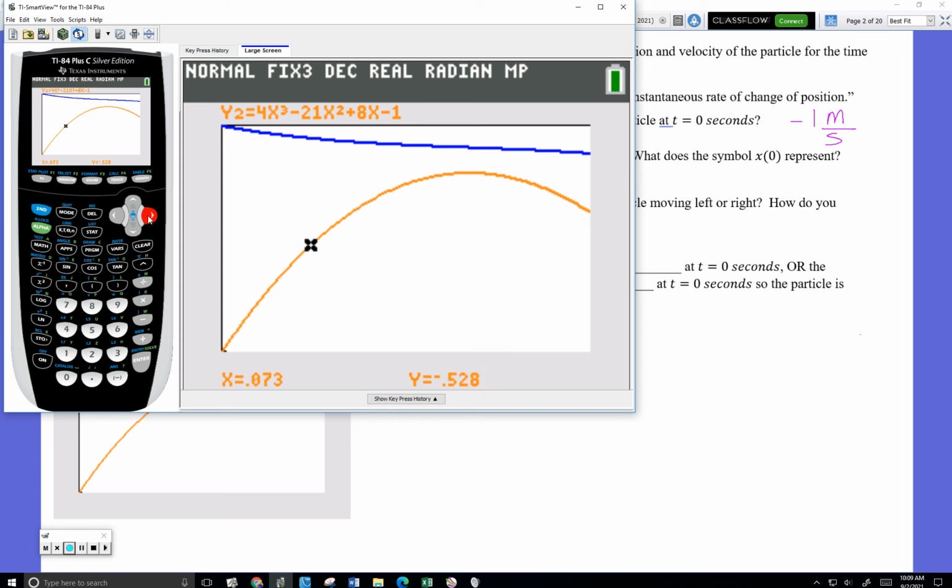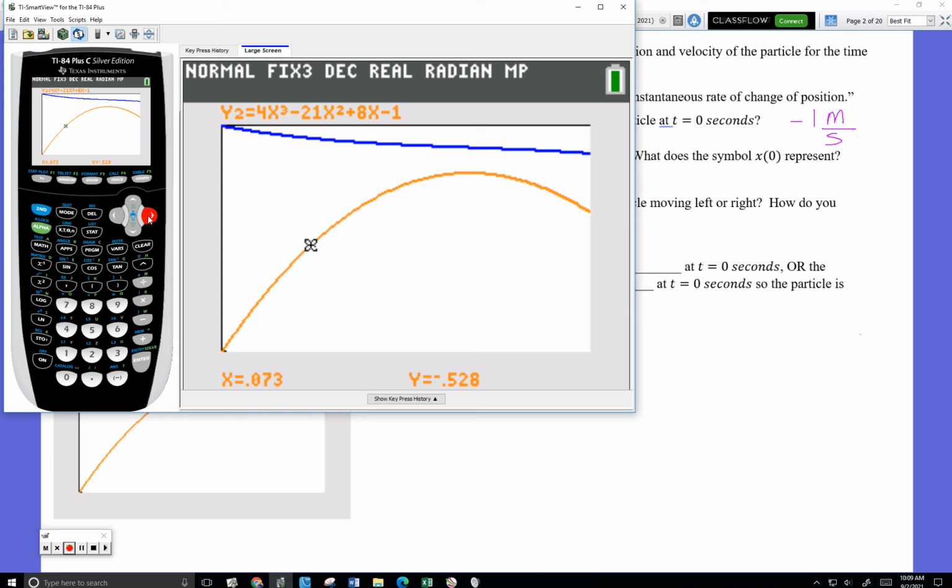Say it again as a chorus. Is the particle moving left or right? When the velocity is negative, the particle is always moving left. One more time. When the velocity is negative, the particle is always moving left.